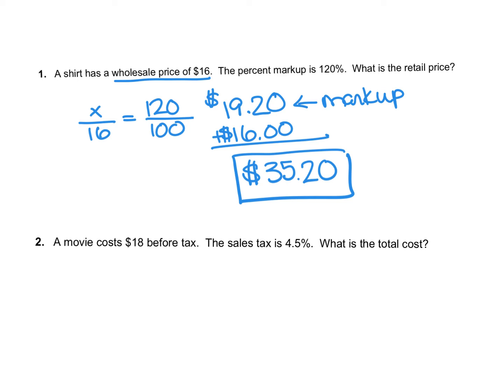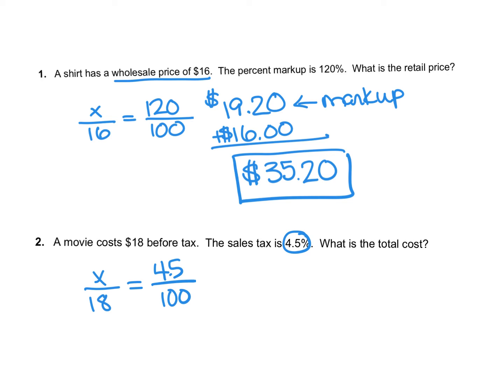All right, a movie costs $18 before tax. Sales tax is 4.5%. What is the total cost? So we need to know what is 4.5% of 18. So let's start there. All right, and then my 18. So we'll cross multiply and we'll divide.